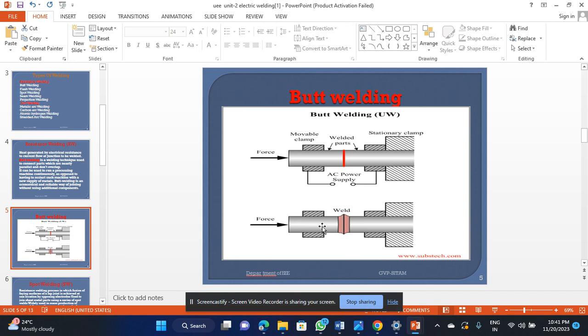So here you can see the energy formula for resistance welding: the heat energy lost is I squared R into T. Here T is the time during which the current flows, in seconds, I is the current in amperes, and R is the resistance in ohms. For resistance welding, materials with higher thermal conductivity are very difficult to weld. The strength depends upon the surface roughness and cleanness of the metal surfaces.